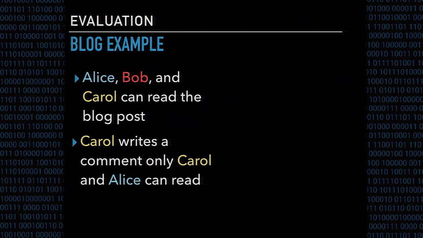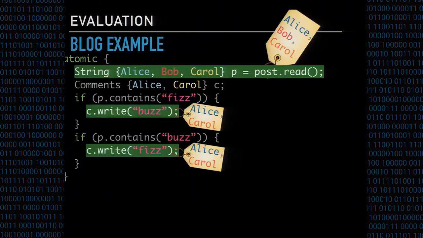We also worked with some other example programs. For instance, we wrote a blog application where Alice creates a post readable to herself, Bob, and Carol. And Carol, in a separate transaction, reads the post and, depending upon the information in it, makes a comment readable to herself and Alice, but not to Bob. So this is a simplification of what Carol's code looks like.